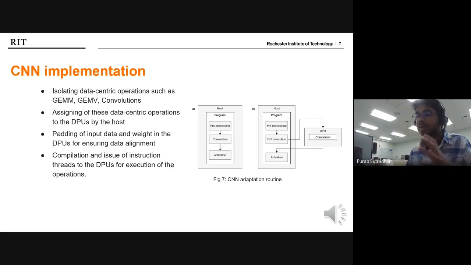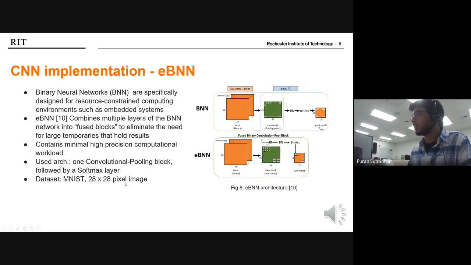Inside the DPUs, the instructions are captured by the IRAM, that is the instruction cache, and then the data is fetched in and processed in a standard RISC processor architecture.